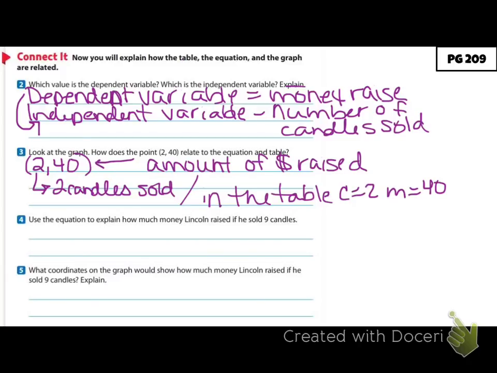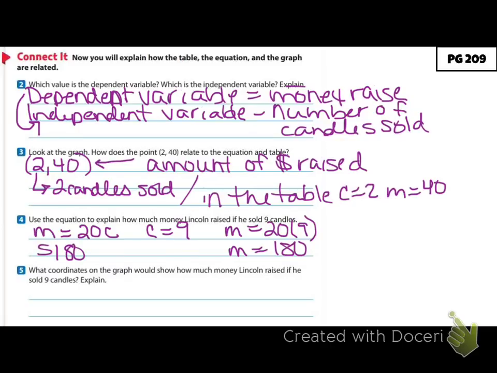Number 4, use the equation to explain how much money Lincoln raised if he sold 9 candles. So we said our equation was the money raised equals 20 times the number of candles, which is C. So I'm going to plug in C. It says 9 candles, so we're going to do M equals 20 times 9. 20 times 9 gives us 180. So it would be $180 made.